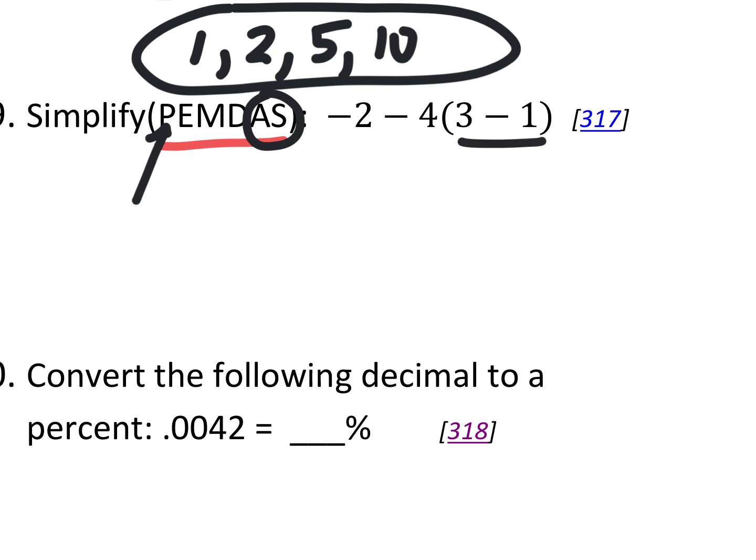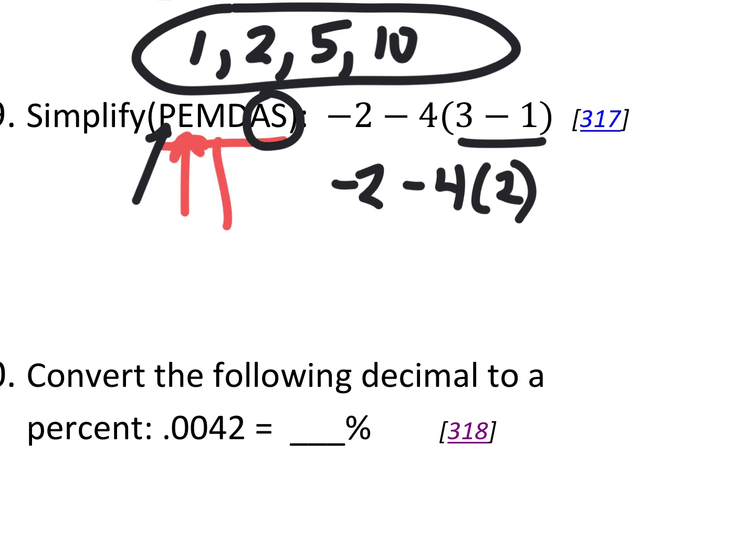3 minus 1 is 2, okay? And then I'm going to rewrite the problem. It's really common for people to not realize that they're doing it in the wrong order because they try to do 2 steps at once. There, I've just done the parentheses. Now, is there any exponents that I can do? Nope, no exponents in this problem, so I can skip that one.